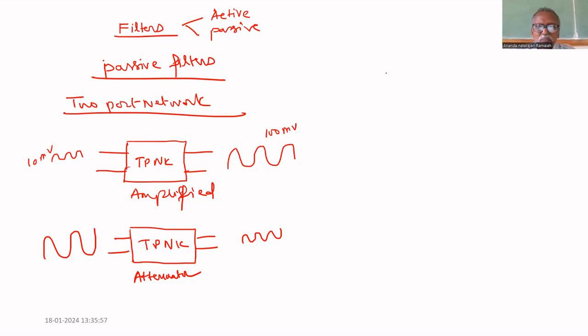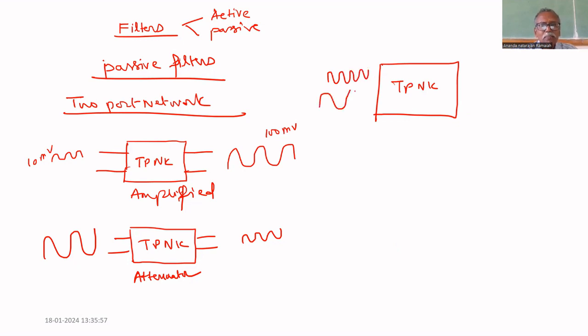Another two-port network I'm having. Here I'm giving two types of signal, high frequency and low frequency. Both signals are added together and given at the input. But in the output, the high frequency alone is available, without any attenuation or amplification. It means it passes the high frequency signal. That's why this two-port network may be called a high pass filter.